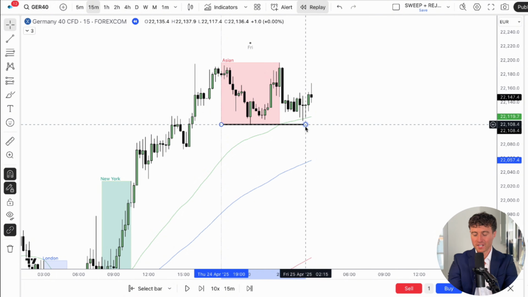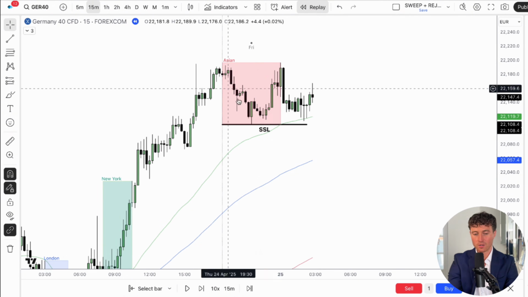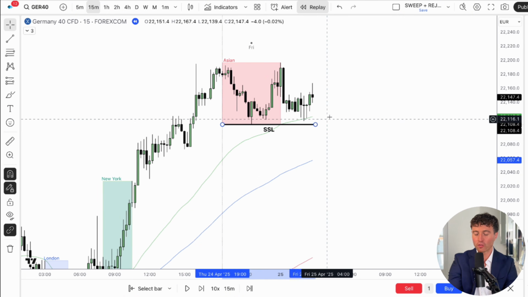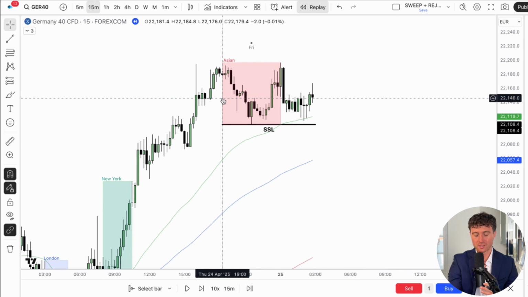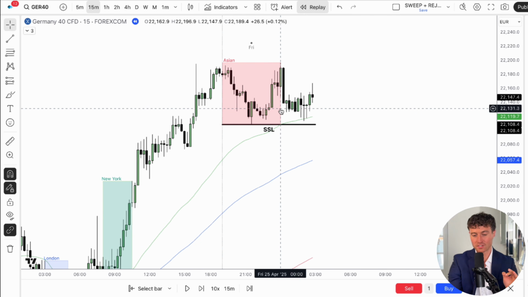Because we're long bias, we need to identify sell side liquidity. And we have sell side liquidity resting below the Asia session low. And I mark it on from 7 p.m. until 12 o'clock midnight, and this is New York time.